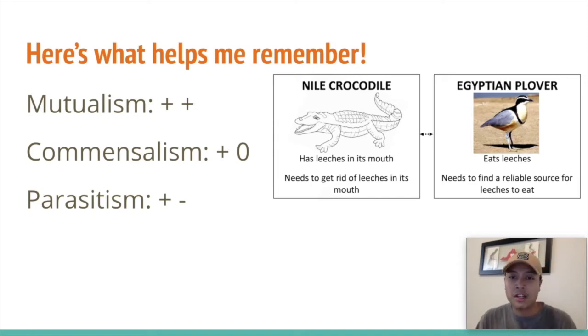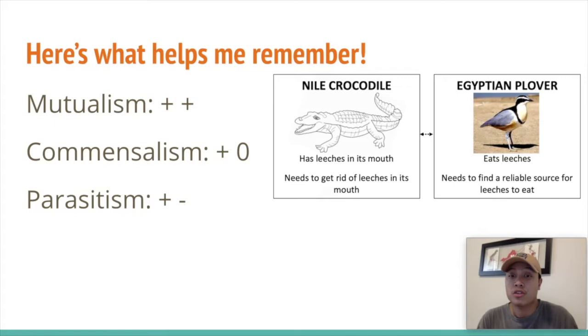So the crocodile has leeches in its mouth, and it needs to get rid of those leeches. The Egyptian plover, which lives in the same environment as the crocodile, eats leeches, and it needs to find a reliable source of food. So their relationship with each other is that the plover can easily get leeches from the crocodile's mouth, and it has a full stomach. So that, to me, for the plover is a plus sign in this relationship because the plover is getting food.